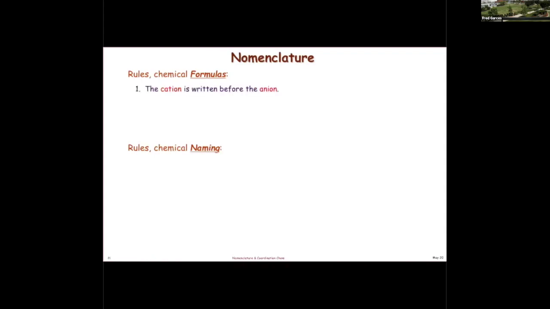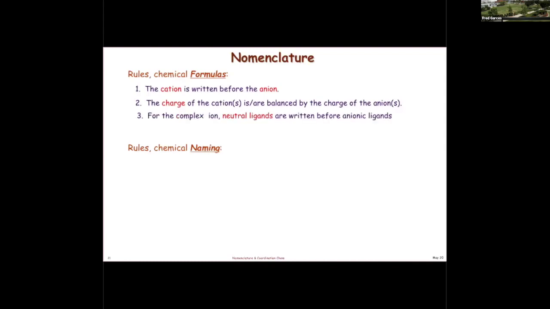So let's take a look at that. For formulas, the cation is written before the anion. Charge of the cation is balanced by the charge of the anion. It has to be electrically neutral, or if it's charged, then the net charge of the elements within the compound has to equal the overall charge. For the complex ion, neutral ligands are written before the anionic ligands. So when you're writing the formula, you write the neutral and then the anions. Negative charge and the whole ions are placed in brackets.